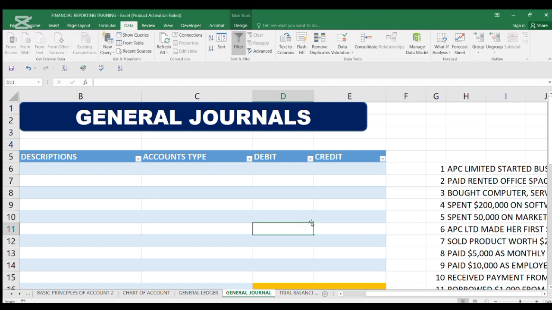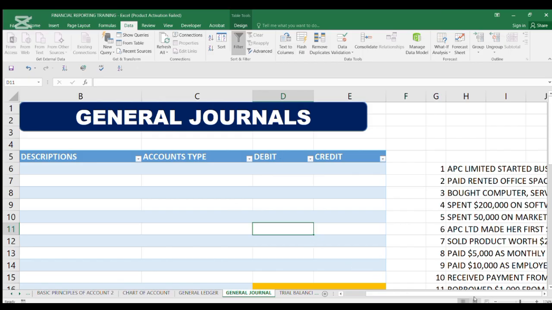So now we are going to make a post into this accounting software, right? So like I said, make sure you understand your double entry system of accounting to be able to get these things rightly. And if you have not watched that video, you go back and watch it before you can understand this particular training properly. All right.